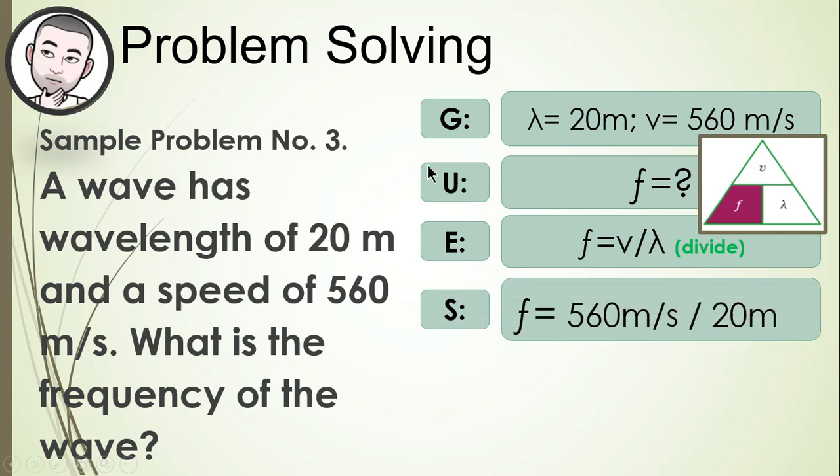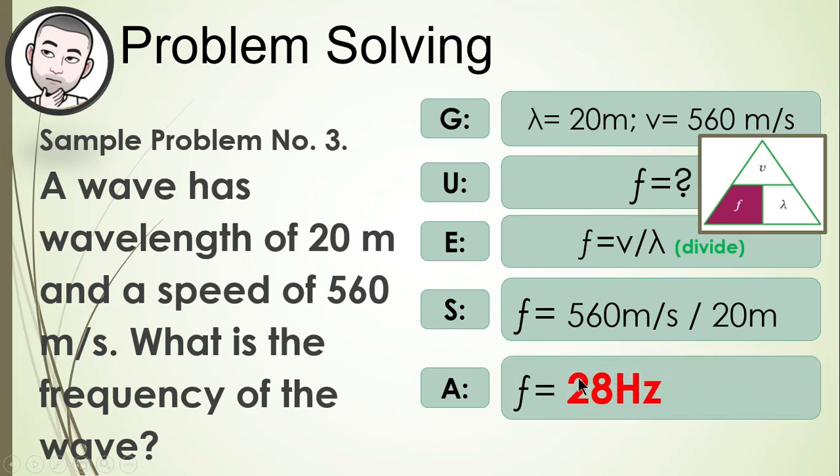The solution is, let's substitute the value of speed and the value of wavelength. So the speed here is 560 meters per second, and then the value of wavelength here is 20 meters. Let us now proceed with the operation, which is division. 560 meters per second divided by 20 meters. The answer is 28. Since we're talking about frequency, the unit for frequency is hertz. So this is what we're going to put as our unit. So the final answer is 28 hertz.